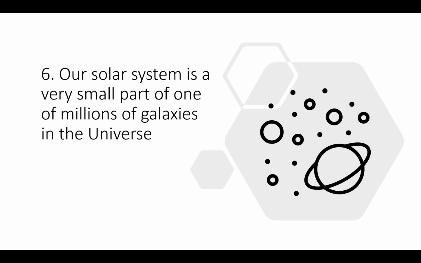Number 6, our solar system is a very small part of one of millions of galaxies in the universe. So we have a sun and we have 8 planets plus the dwarf planets and other smaller objects orbiting it. All of that comprises the solar system. Day and night and our seasons, these are all explained by the movement of the Earth and the rotation of the Earth and the orientation of the Earth as it moves around the sun. Our solar system is part of a much bigger galaxy, the Milky Way, and our Milky Way is one of many millions in the universe.